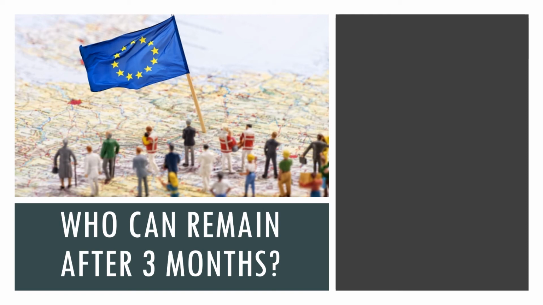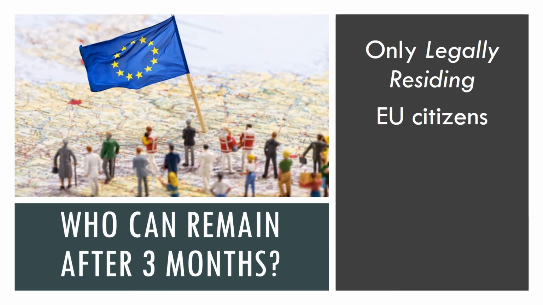Whereas a valid identification document is enough for EU citizens to stay in another member state during the first 3 months, the situation changes after 3 months. After 3 months, only EU citizens that fulfill certain conditions have the right to reside. Beyond the first 3 months of presence in the country, only EU citizens that are legally residing in the host member state retain the right to stay there. What do we mean by legally residing in the host member state?